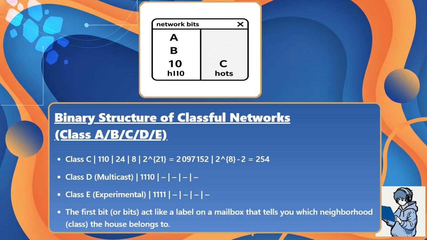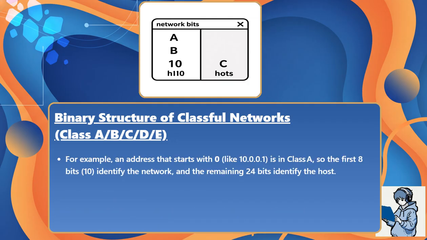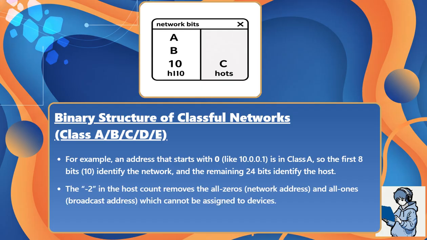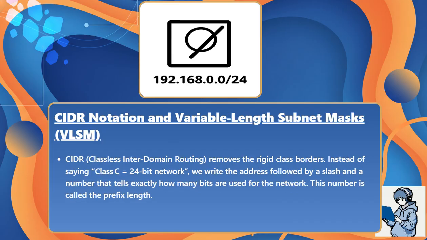The first bit or bits act like a label on a mailbox that tells you which neighborhood, or class, the house belongs to. For example, an address that starts with 0, like 10.0.0.1, is in Class A, so the first 8 bits identify the network and the remaining 24 bits identify the host. The -2 in the host count removes the all-zeros network address and the all-ones broadcast address, which cannot be assigned to devices. CIDR, classless inter-domain routing, removes the rigid class borders.